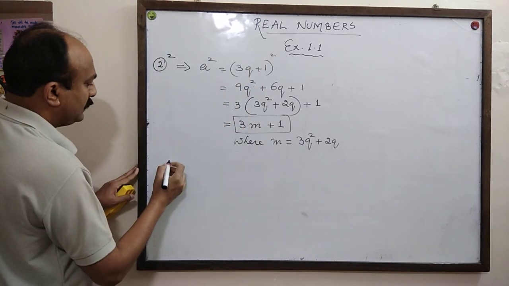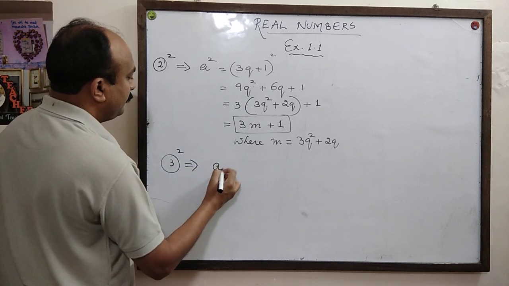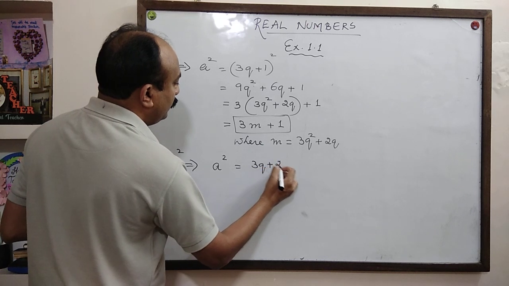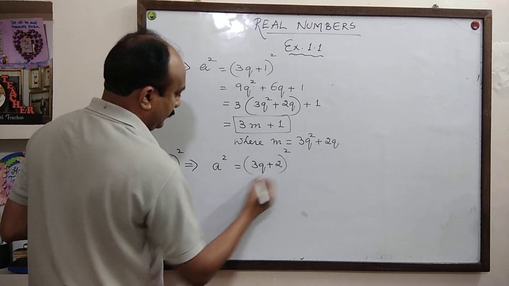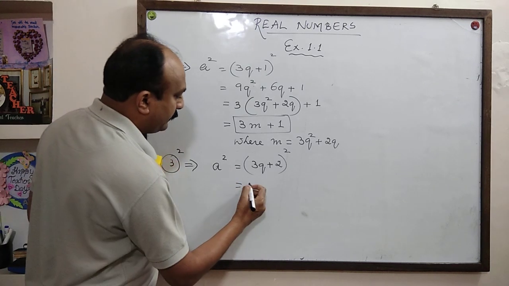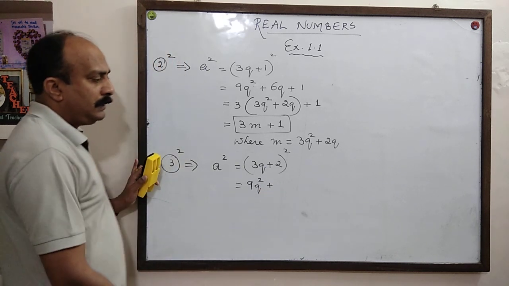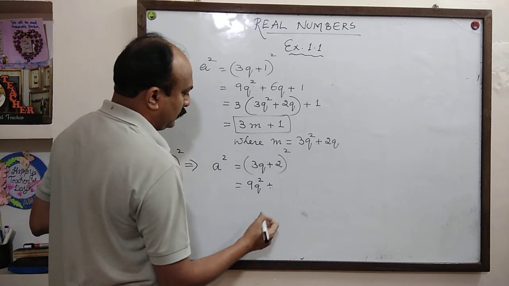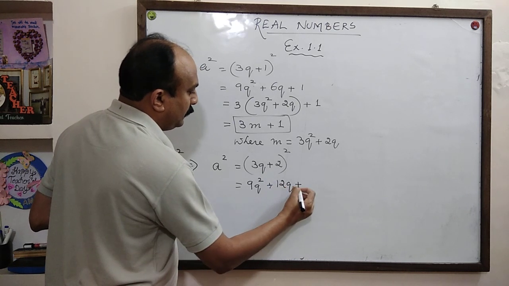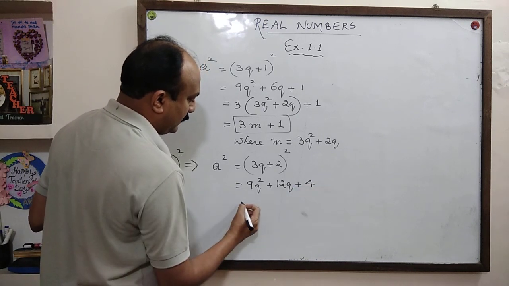Now I am taking equation number 3 and squaring it. So it becomes a square is equal to (3q plus 2) the whole square. Open the bracket using the (a plus b) the whole square formula. A square, that is 9q square, 2ab, 2 into 3q into 2, 12q, plus b square, that is 2 square, that is 4.